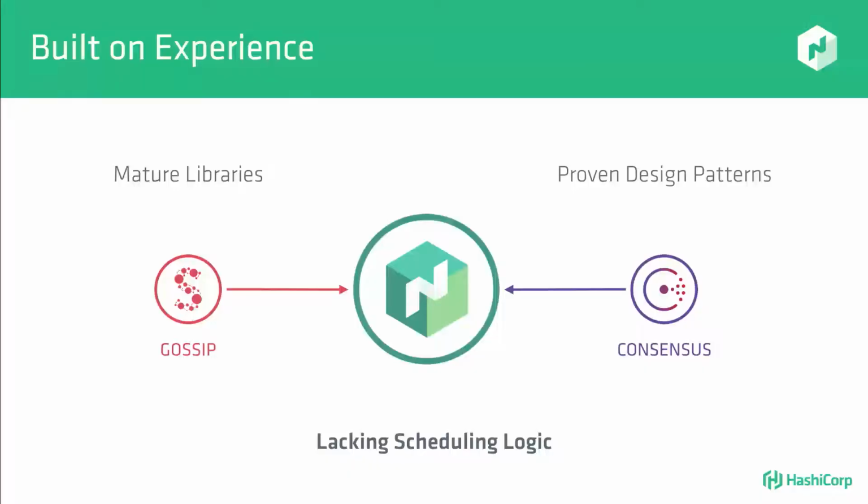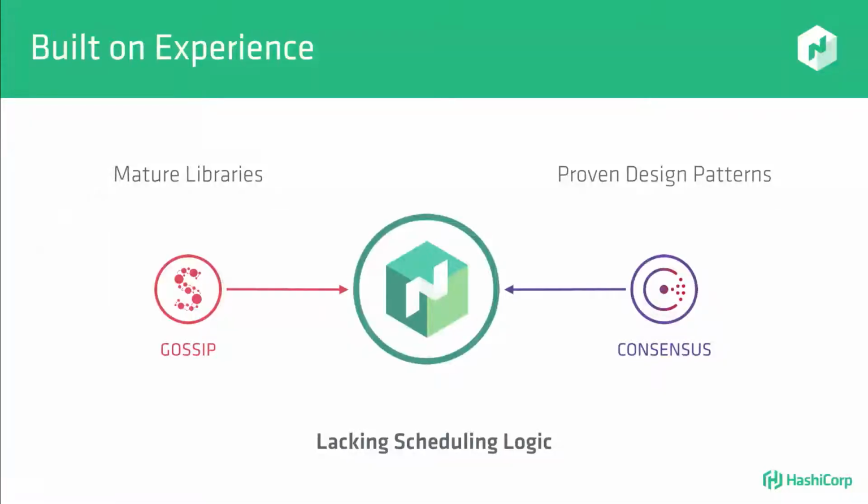So where we started with Nomad was really saying, what can we learn from Serf? What can we learn from Consul? And pull in both mature libraries as well as proven design patterns, right? Why reinvent the wheel? What we didn't have in building that was any scheduling logic, right? Neither Serf nor Consul do any scheduling. And so this was a new area for us.